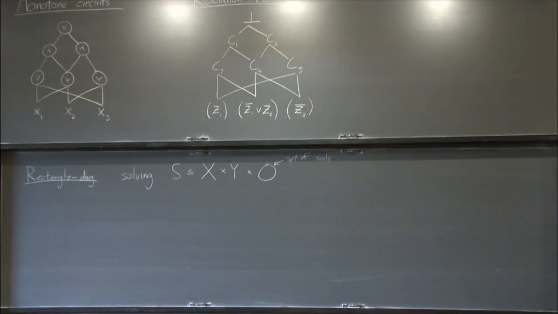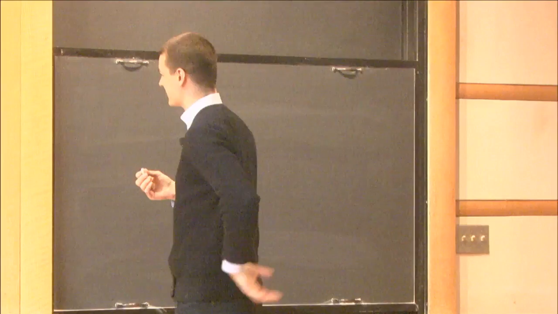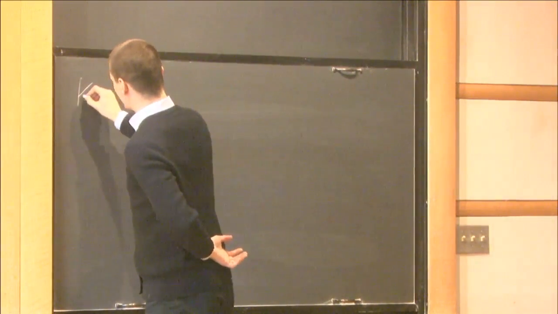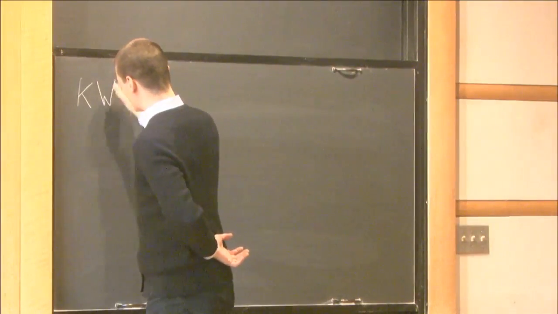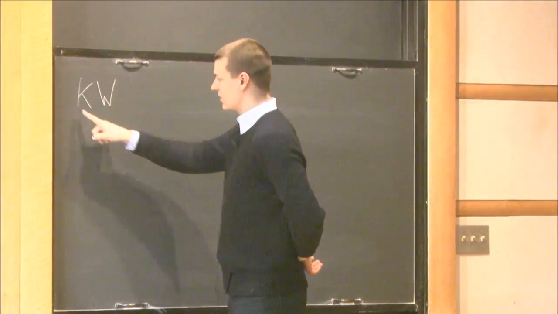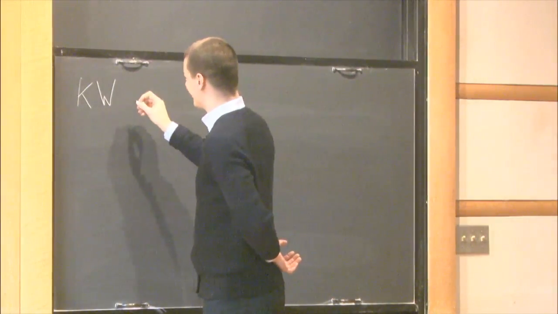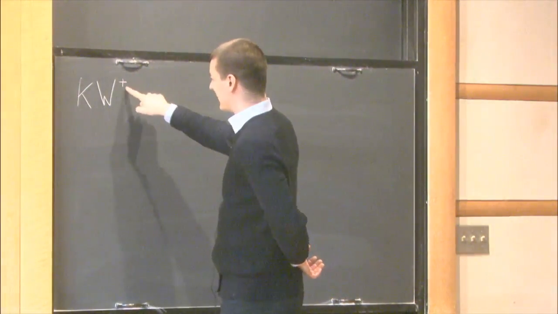Actually, let me define a concrete search problem, which you can define for any Boolean function or monotone Boolean function, depending on whether you study monotone or non-monotone complexity. But let me just do it in the monotone case, because that's where we can prove lower bounds. These are called KW games, or KW search problems, after Karchmer and Wigderson. The plus means monotone.